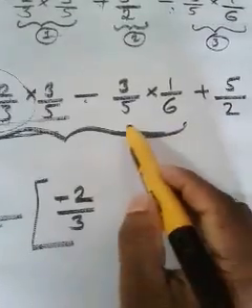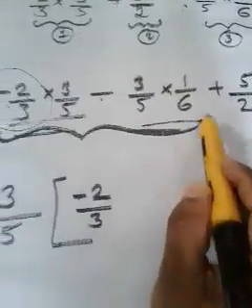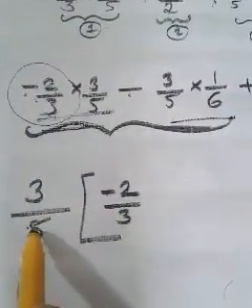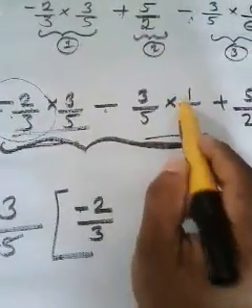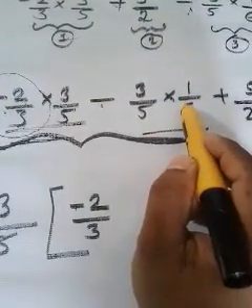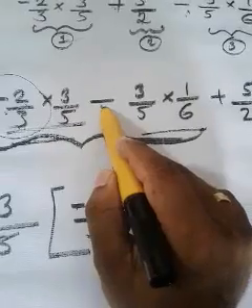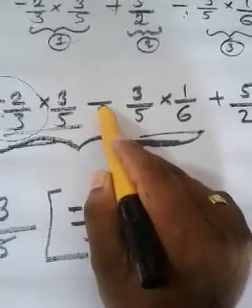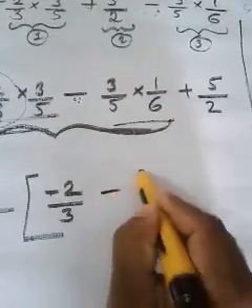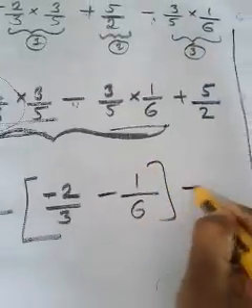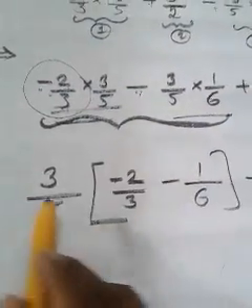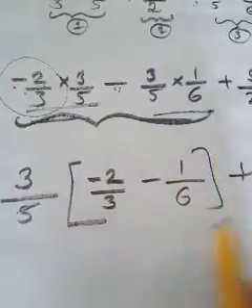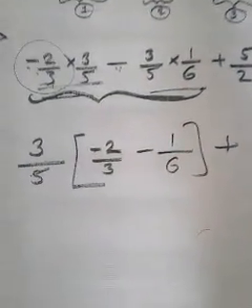Then from this term also I have taken 3 by 5 outside, no? So if 3 by 5 comes outside, only 1 by 6 will remain, but you have to write it with the sign. Minus is remaining there, isn't it? So minus 1 by 6, plus the last term as it is without any change, 5 by 2. When you take something outside, you have to give a bracket. Did you understand? Is there any doubt?